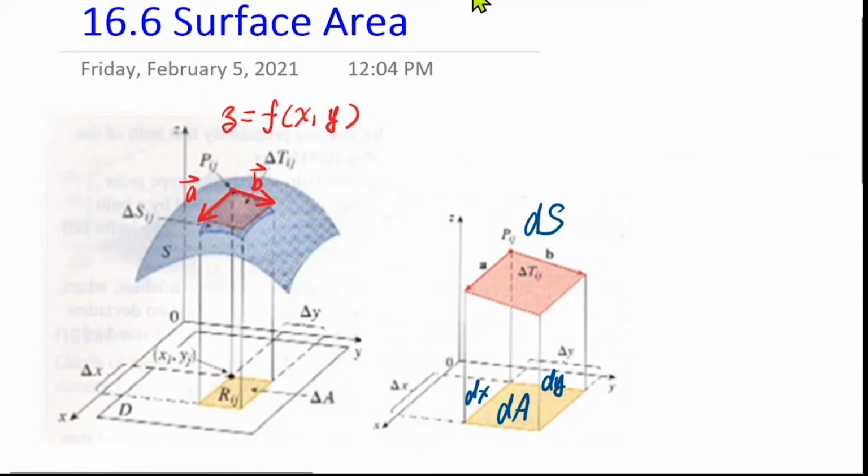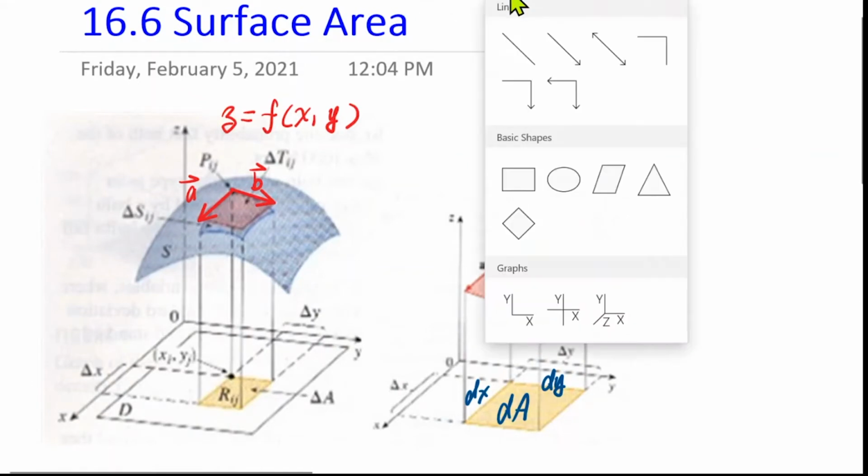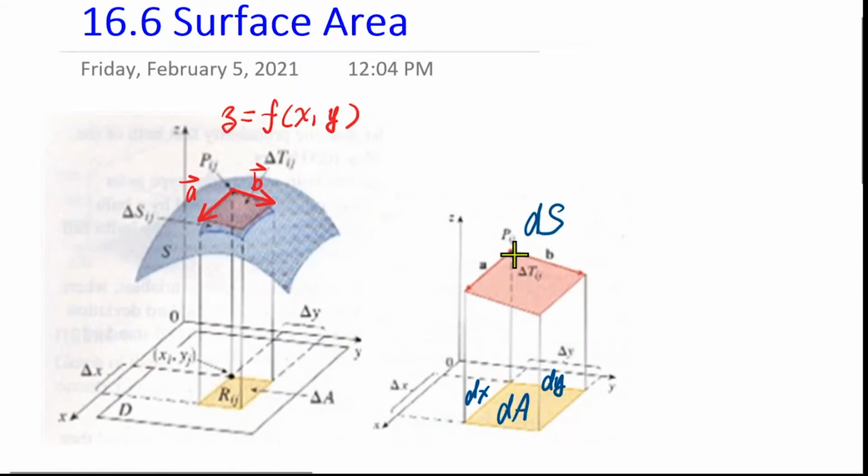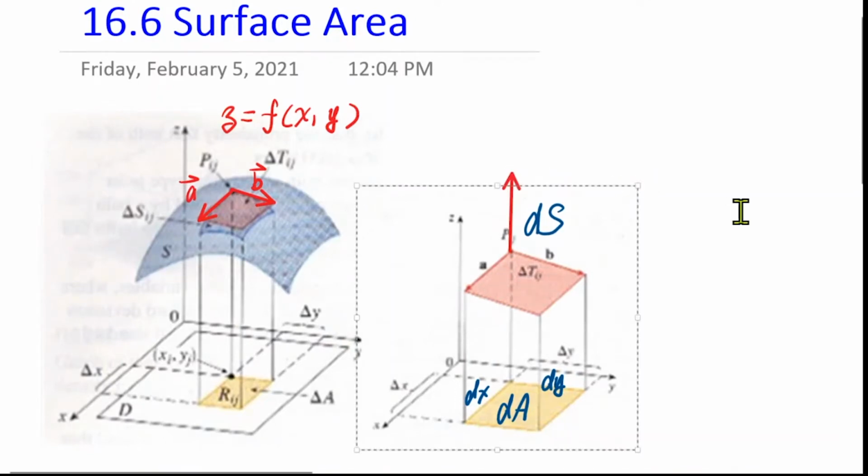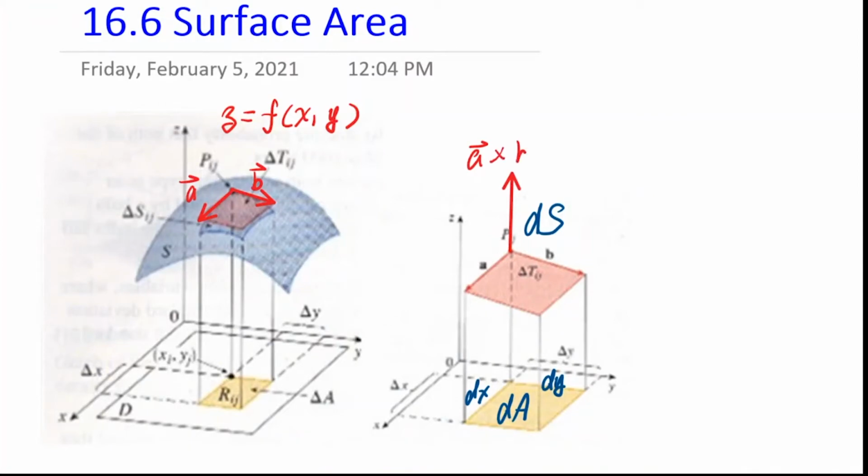Okay, I'm going to draw it here because I already have two vectors here. So if I take a cross product, this is what A cross B looks like. And then the length of A cross B happens to be the area of this parallelogram. You know what I'm saying?